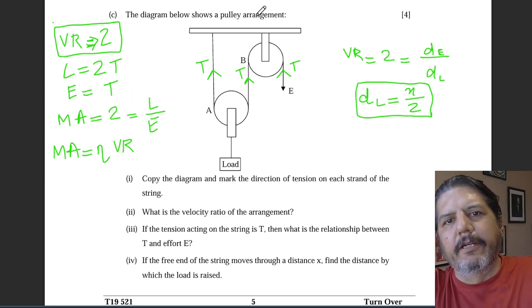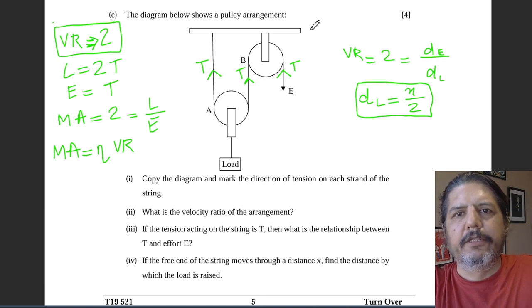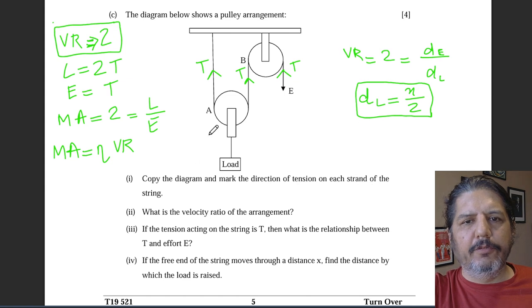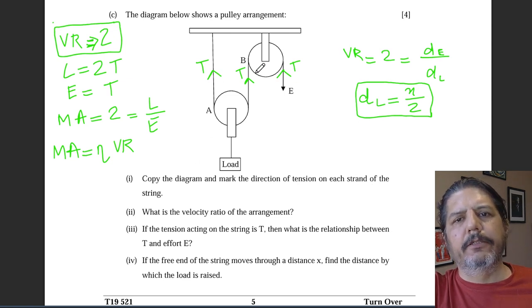So next question. The diagram shows a pulley arrangement. This is the pulley arrangement that was shown. Copy the diagram, mark the direction of tension on each strand of the string. So you have marked the tension.